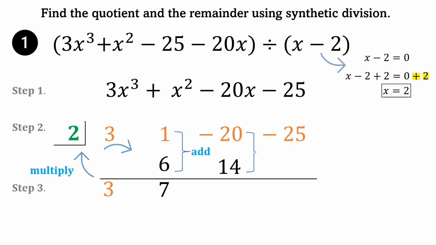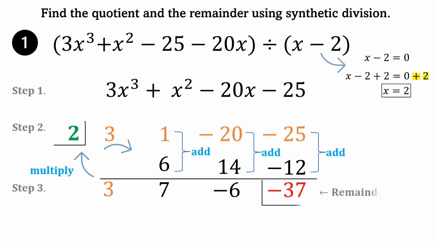Then add them, that is negative 6. Again, multiply with 2. Write the product below the last coefficient. Then add them. Write the answer below them. We have negative 37. Negative 37 is the remainder. 3, 7, negative 6 are the coefficients of the quotient.